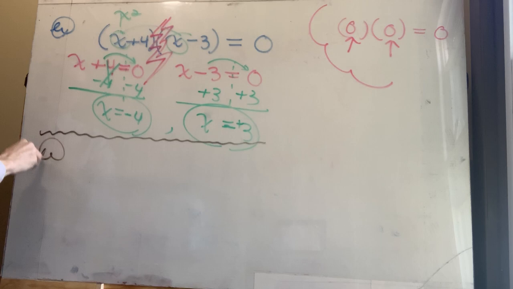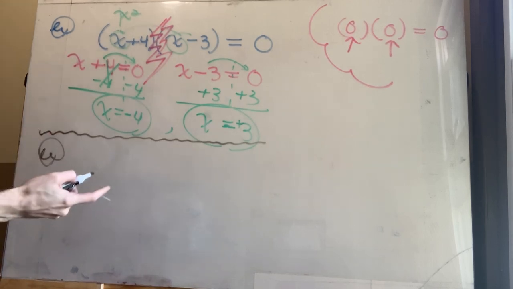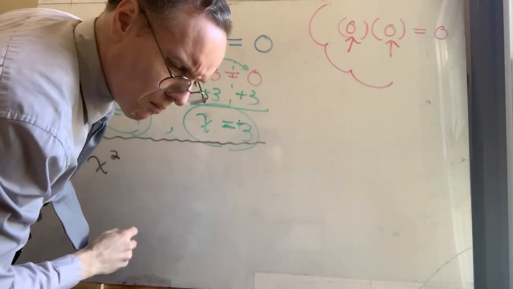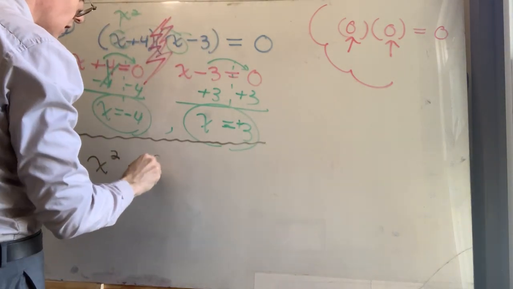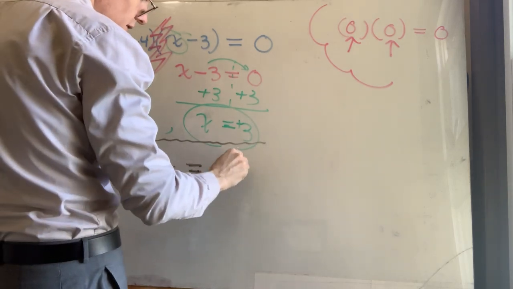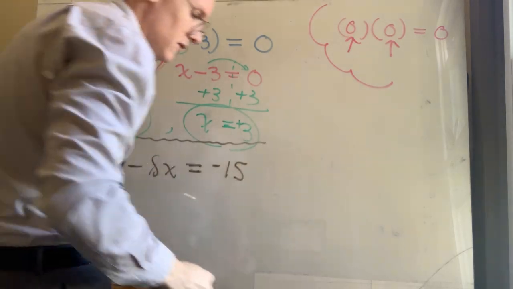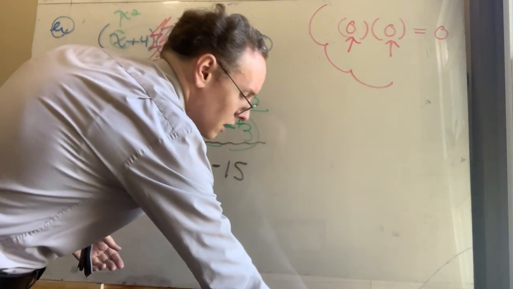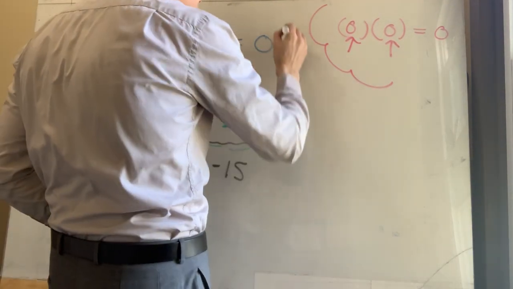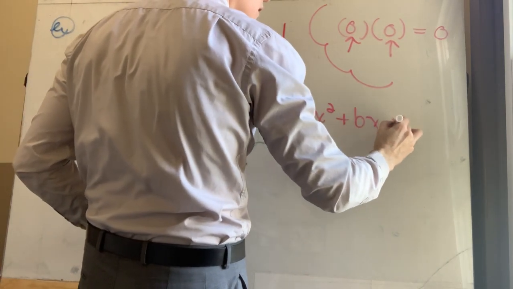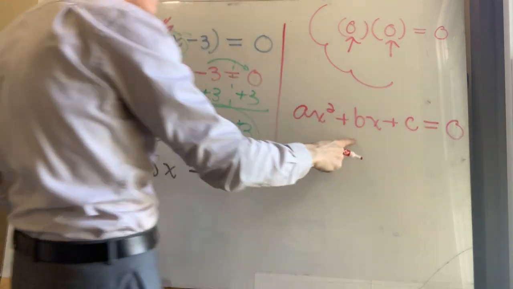Suppose now you had a problem like this, slightly more complicated. There's an added step or two. You have x squared minus 8x is equal to negative 15. Okay. This, as it's given to you, does not resemble the model. The model has to be something in standard form, which would look like that.